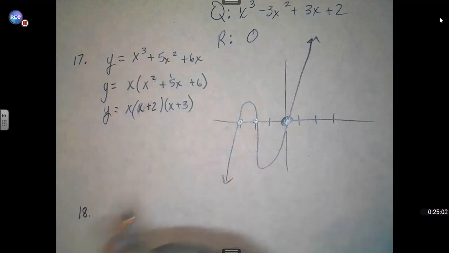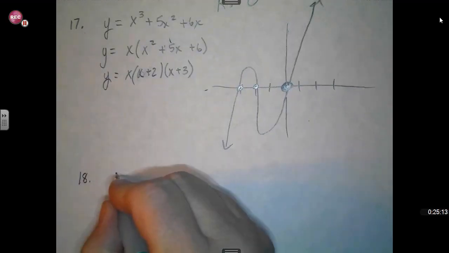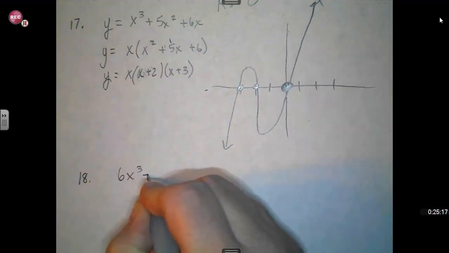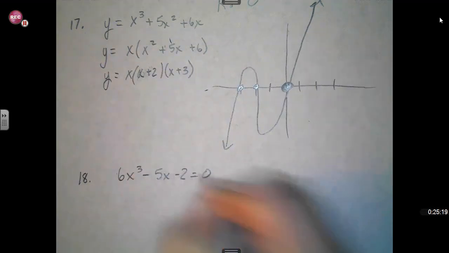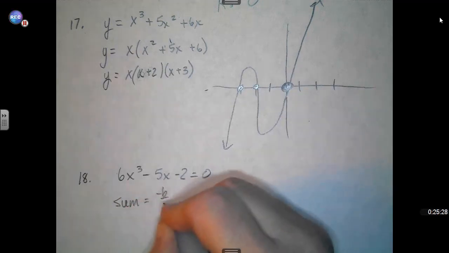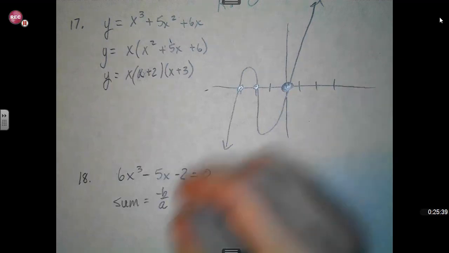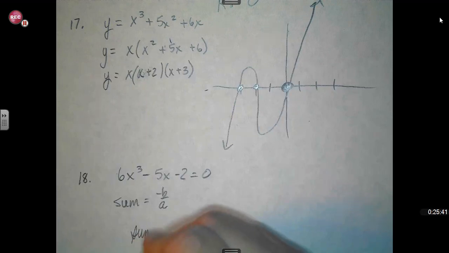18. Find the sum and product of the roots of the equation 6x cubed minus 5x minus 2 equals 0. So the sum of the roots is the opposite of b over a, and b is the coefficient of the next highest degree term. If you look at this equation, there is no quadratic term. It's missing. So for this, the sum of the roots is 0.